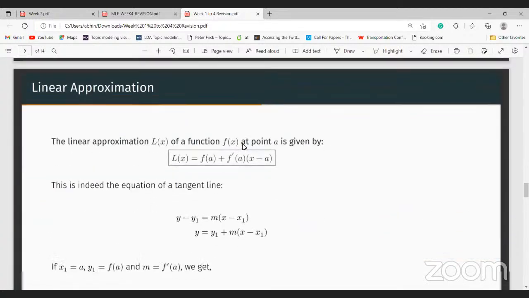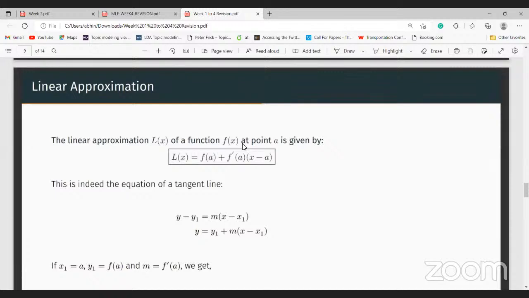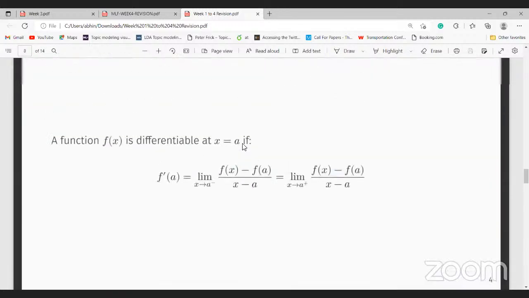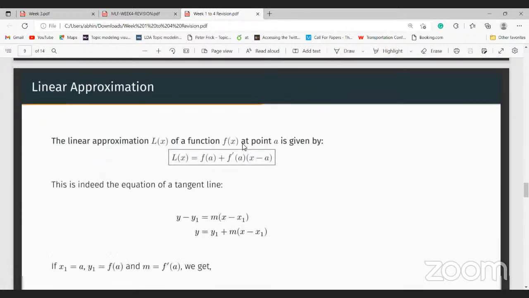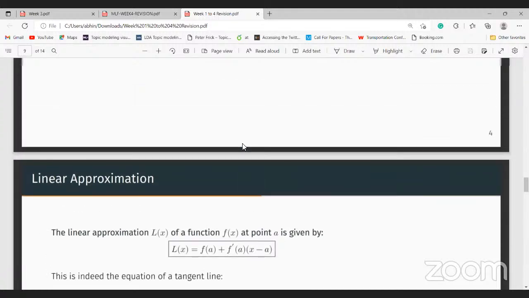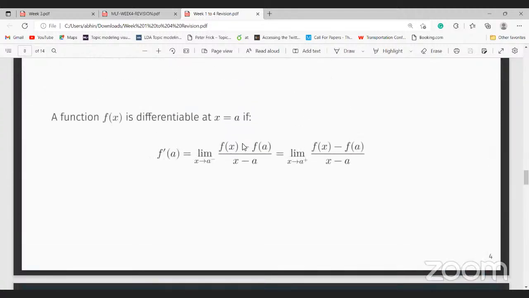Next thing is linear approximation. Linear approximation is nothing but tweaking this particular differentiation equation to get the formula. If you solve for f dash a, what will happen? f dash a into x minus a is equal to f(x) minus f(a). Then you take f(x) equal to f(a) plus f dash a into x minus a.